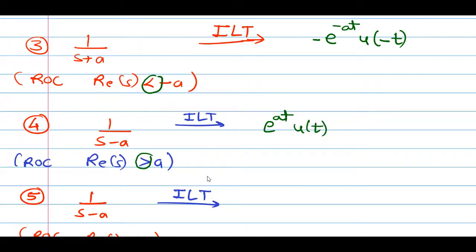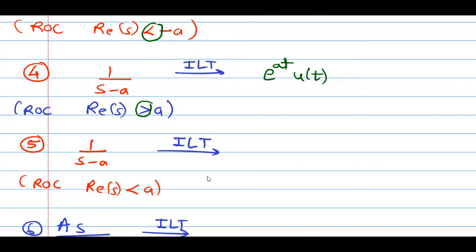Then fifth, 1 upon s minus a and ROC is less. Less means u of minus t will come. So the inverse Laplace transform is e raised to at u of minus t. So u of minus t is there, minus is there, so here also minus sign will come.